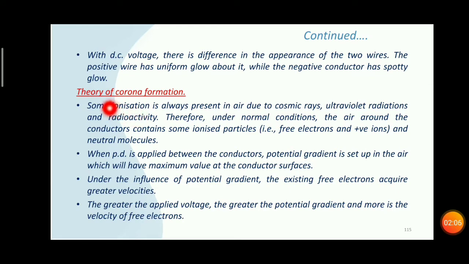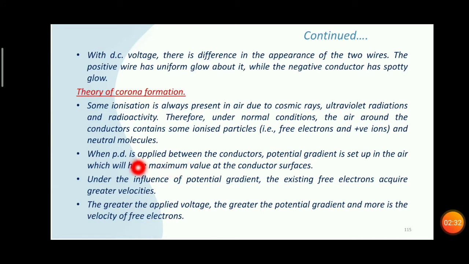How is the corona formed? We can see some ionization is always present in the air due to ultraviolet radiation and radioactivity. Under normal conditions, the air surrounding the conductor will have some ionized particles, that is, some free positive and negative electrons, and some neutral molecules.